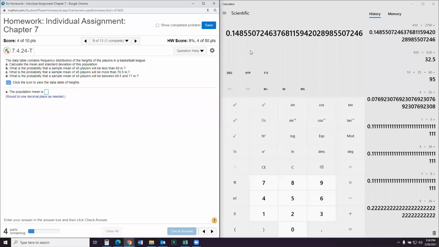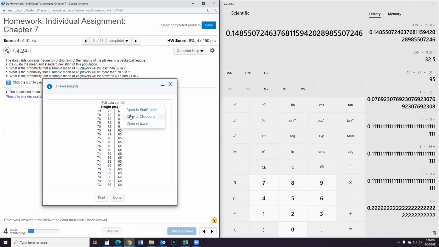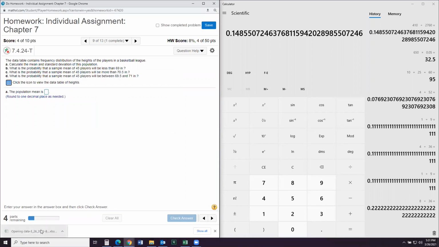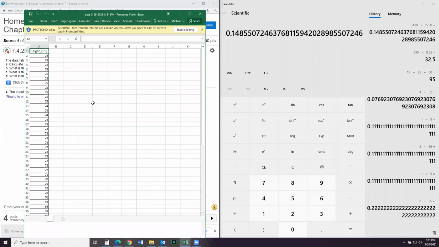All right, so here is number 9 on the homework, or 7.4.24T. And this is the one about the basketball players in the basketball league. So I'll just go ahead and download the data set in Excel. First step, and I'll enable editing.